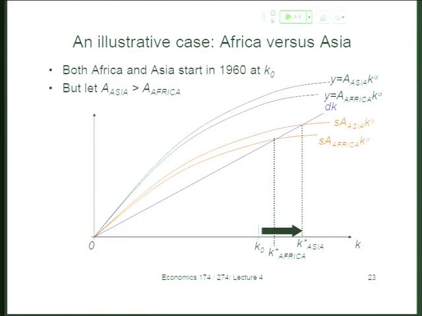So that very simple point that in this basic framework, everything else could be the same, K, D, alpha. If for whatever reason capital and human resources are used more efficiently in Asia than Africa, it'll just grow faster for longer and reach higher income levels.